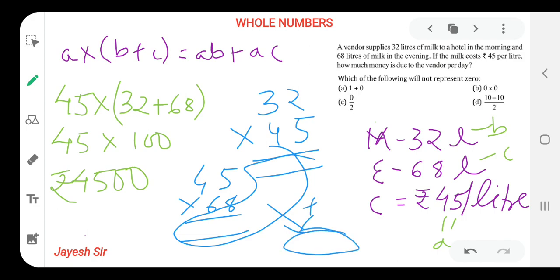That would be the longer process, but we have now studied the distributive property, and now we can use it easily. So let's begin with the next sum for the day. I hope you all have understood and cleared your concept over here.